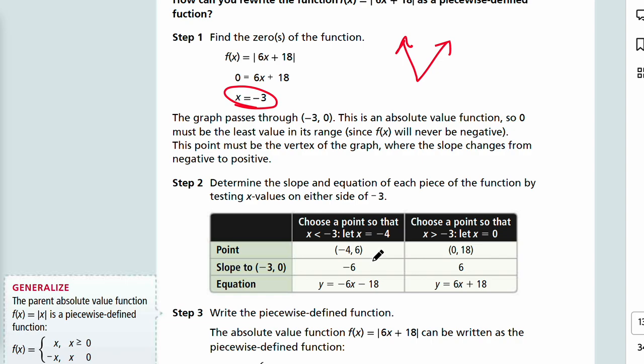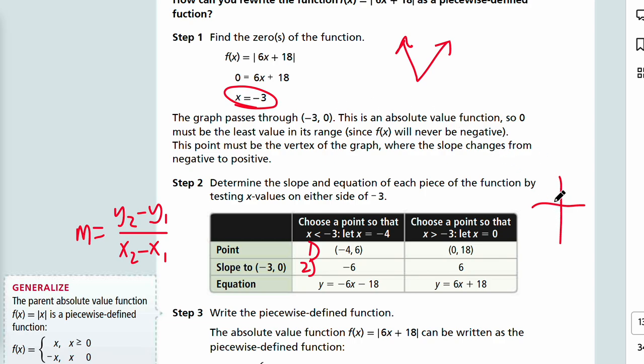And the slope could be figured out because now we have 2 points. So once you get a point, so first step, get a point. Second step, use the slope formula, y sub 2 minus y sub 1 over x sub 2 minus x sub 1 to get a slope of -6. And then pick any point that is greater than -3 on the right side of your graph. So 0, 18.